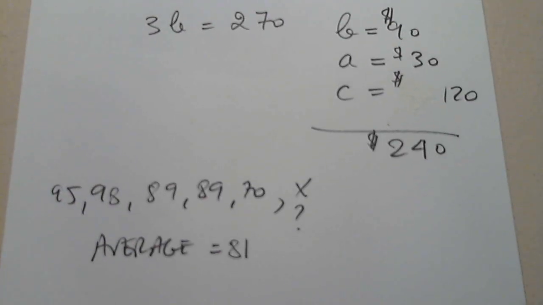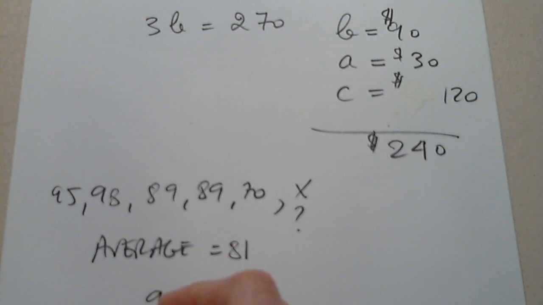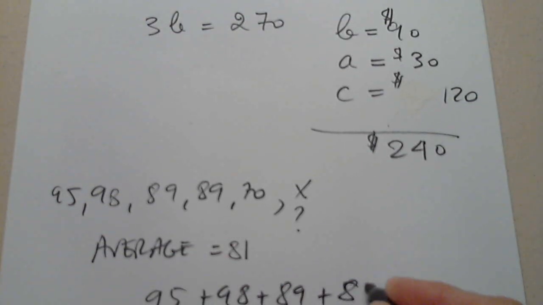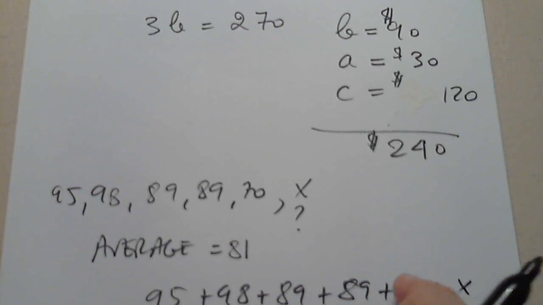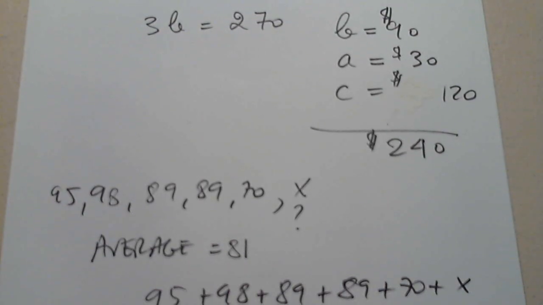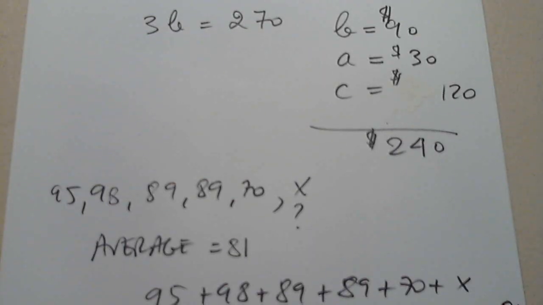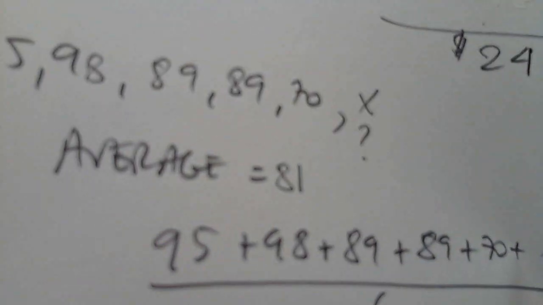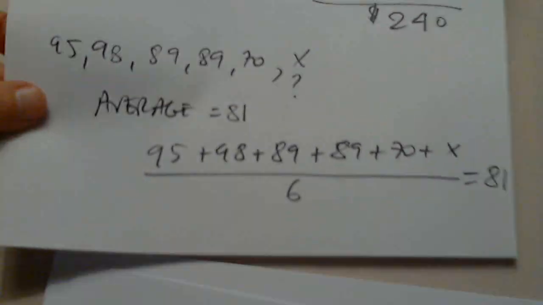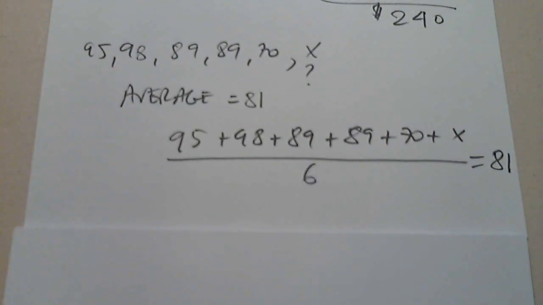So the average of 6 numbers is 95 plus 98 plus 89 plus 89 plus 70 plus x divided by 1, 2, 3, 4, 5, 6, and that has to be 81. Perfect. How do I solve this for x? What do I need to do first? Times 6 to both. Yes.